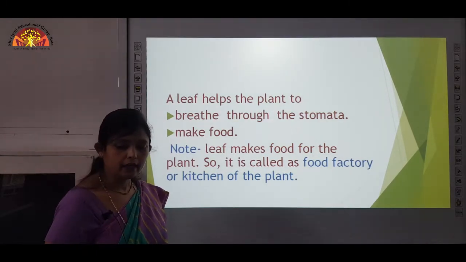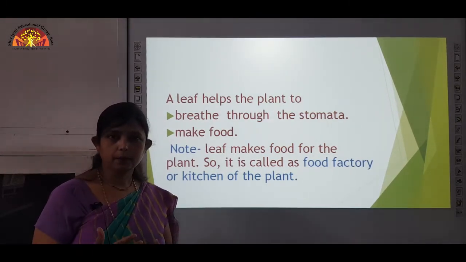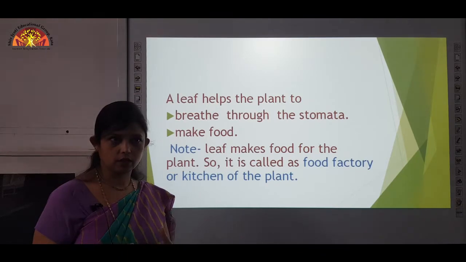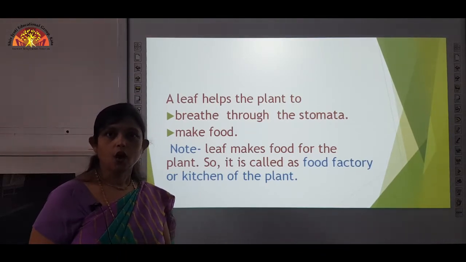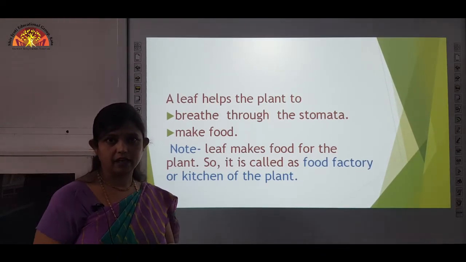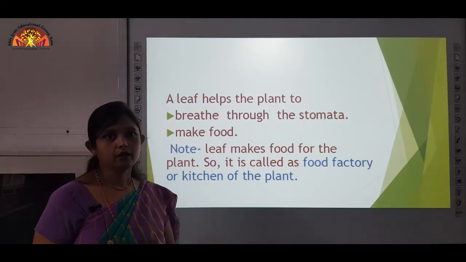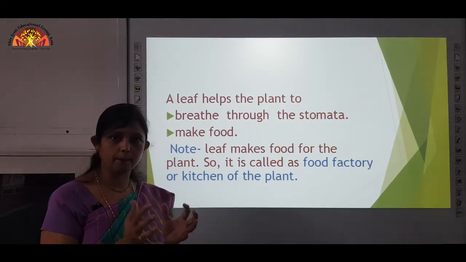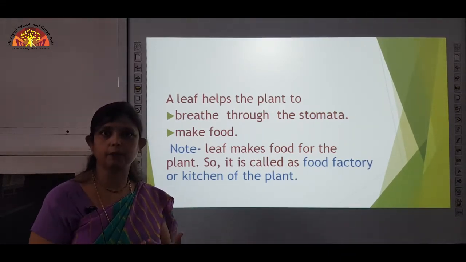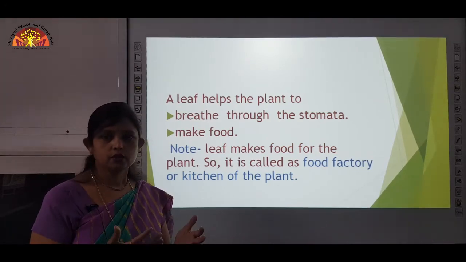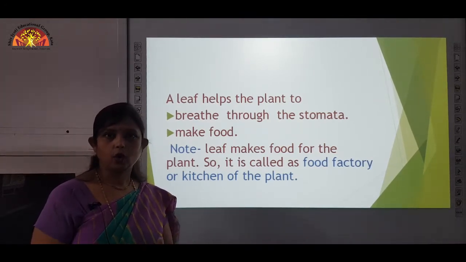Now children, it is just like your mother prepares food for you in the kitchen, and what is there in the kitchen? All the raw materials are available over there, and she compiles all those raw materials and prepares some food for you. So similarly, the leaf is called a kitchen.